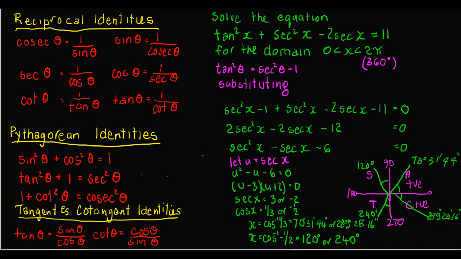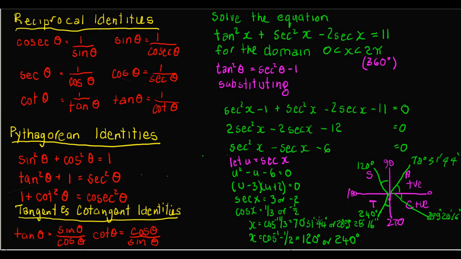Now cosine x equals 1 over sec x, so cosine x would equal 1/3 or negative a half: 1 over 3, 1 over negative 2. This is on the basis of these reciprocal identities. 1/3 and negative a half are very good because the range of the cosine function is -1 to +1. So straight away we can say x equals cos to the -1 of 1/3, which is 70 degrees 31 minutes 44 seconds.